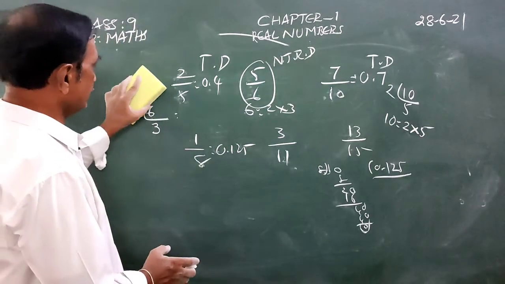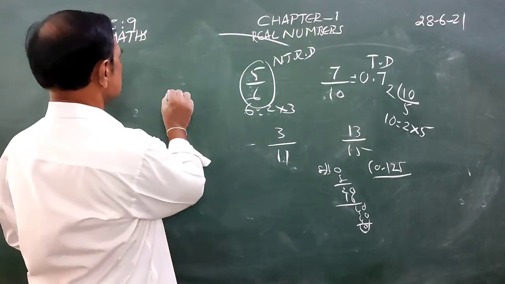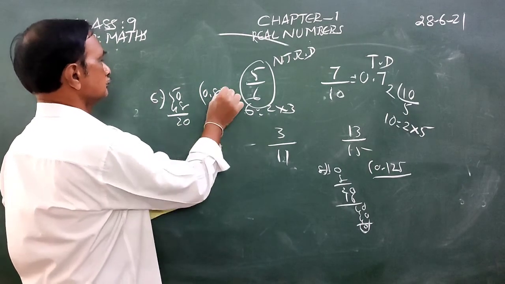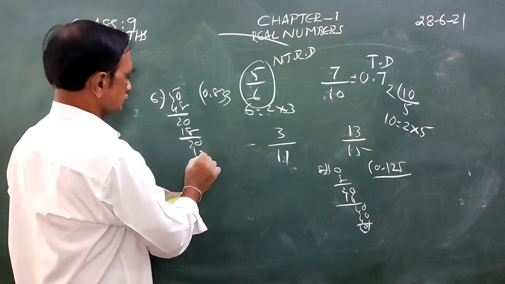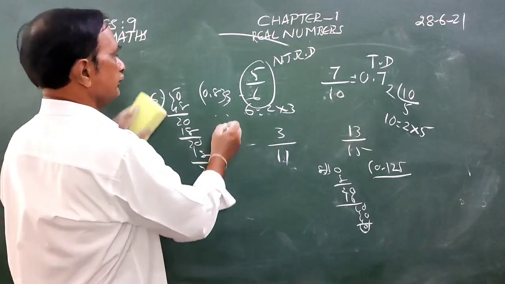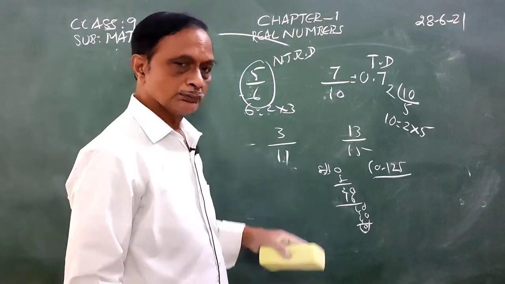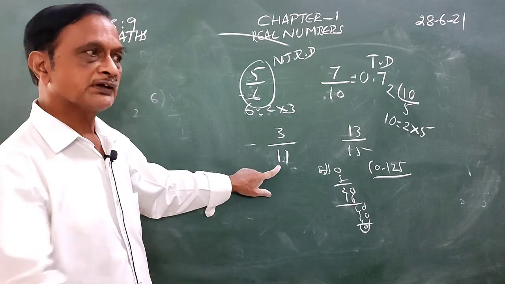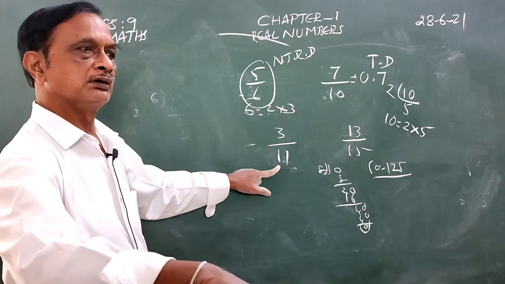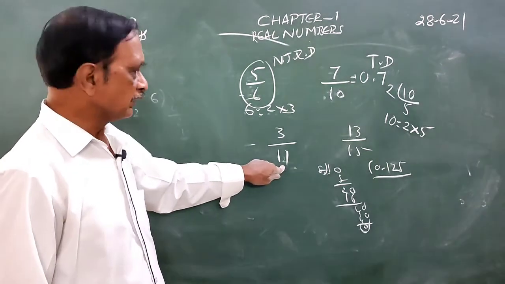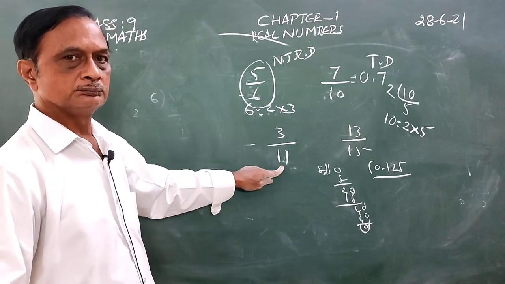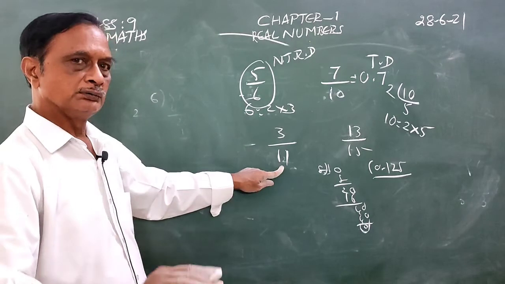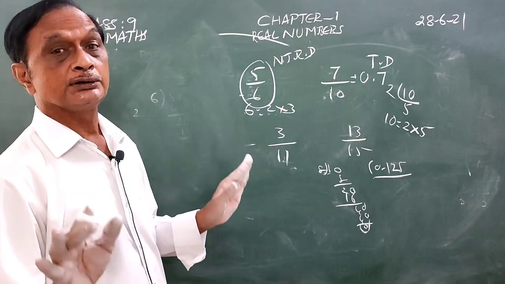Can we check whether it represents a non-terminating repeating decimal? Non-terminating repeating decimal. Now 3 by 11. What is the denominator here? 11. What are the prime factors of 11? What are the factors of 11 actually? 1 and 11. What is the prime factor? 11. So it does not contain either 2 or 5 or both 2 and 5. Therefore, it represents a non-terminating repeating decimal.